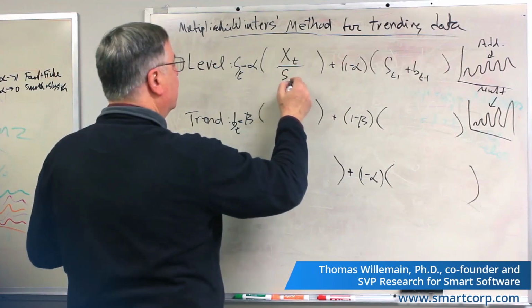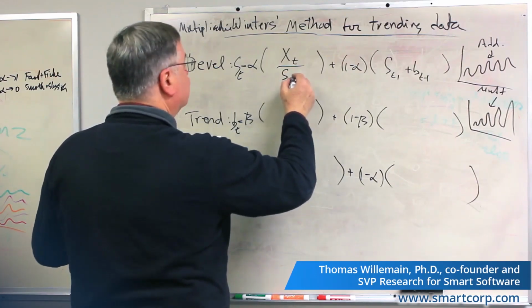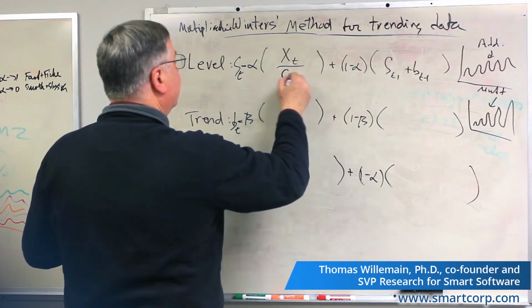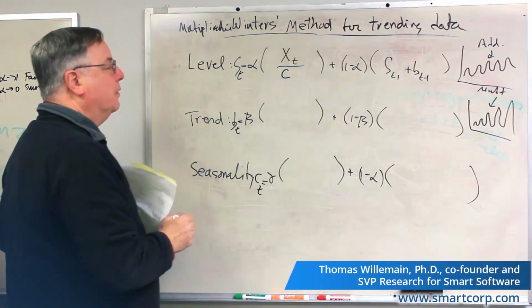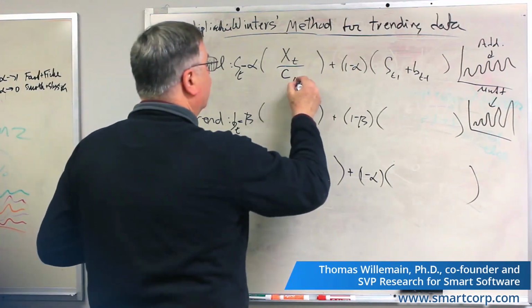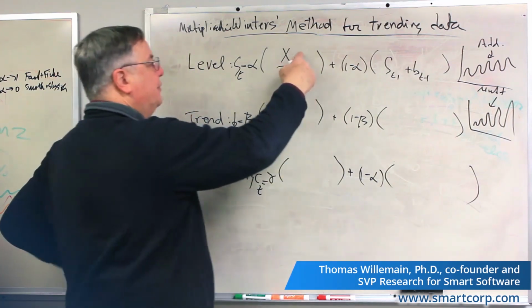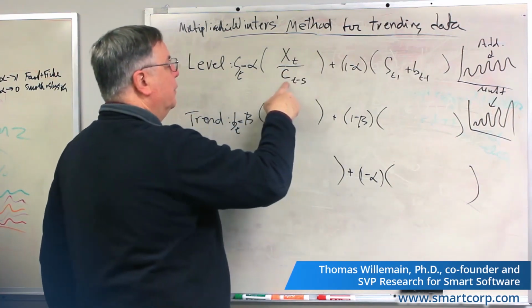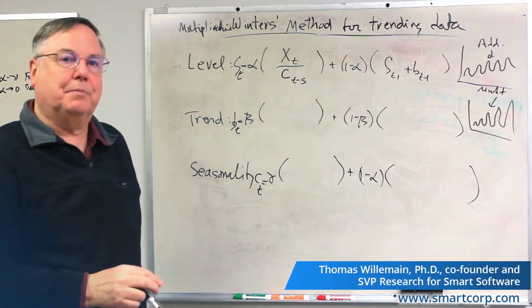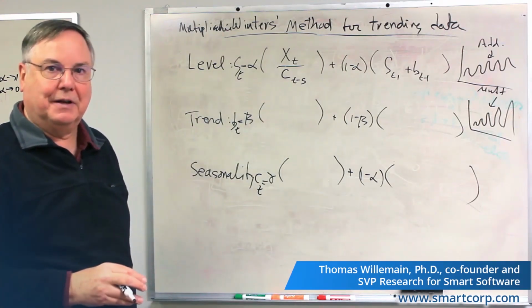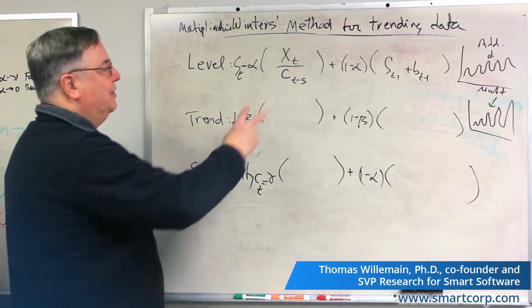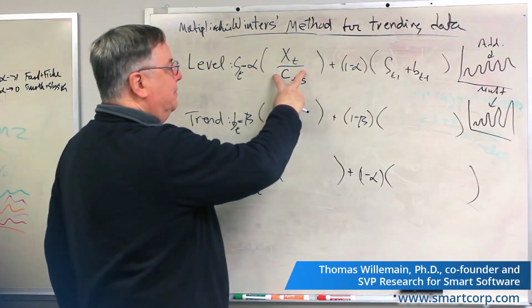So we're going to deseasonalize this. We're going to take the seasonal multiplier that happened one season ago. So if this is the January number, we look at what we thought the January multiplier is and we divide by it to take it out of the picture. So this is a deseasonalized observation.